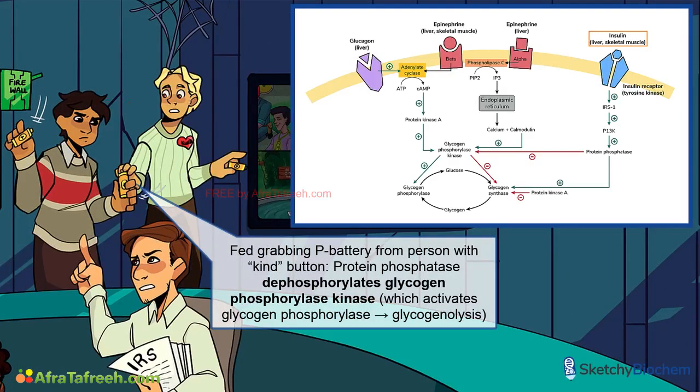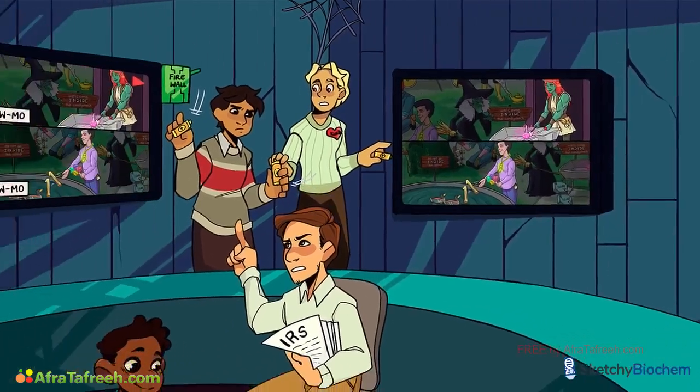a phosphate group. Watch the Fed grab another P battery from another worker, who, by the way, is glycogen phosphorylase kinase. Ultimately, this inhibits glycogenolysis. So to recap, insulin promotes glycogenesis and inhibits glycogenolysis.